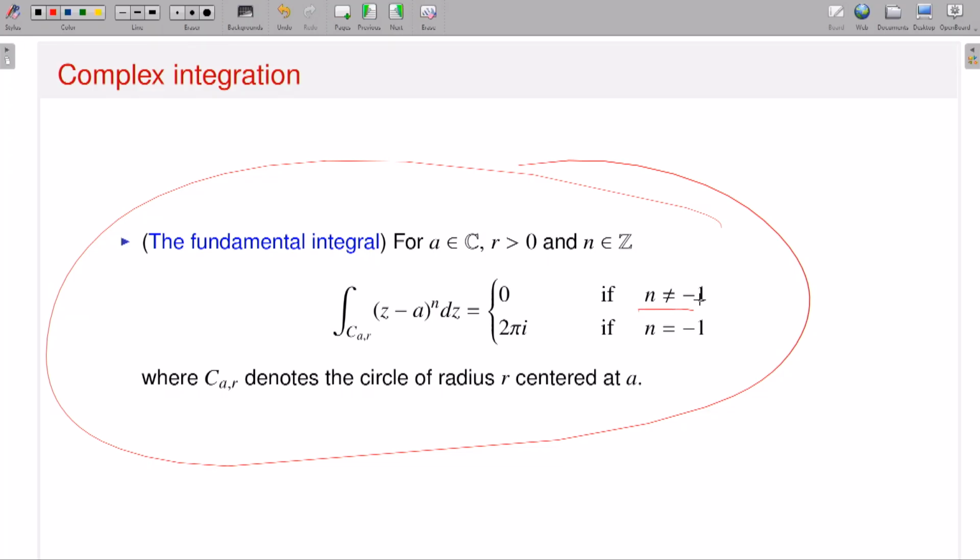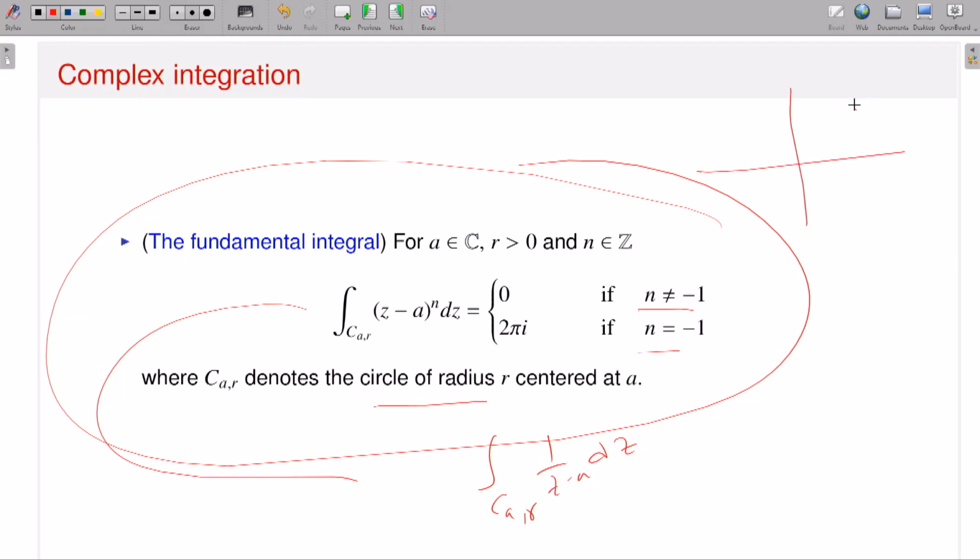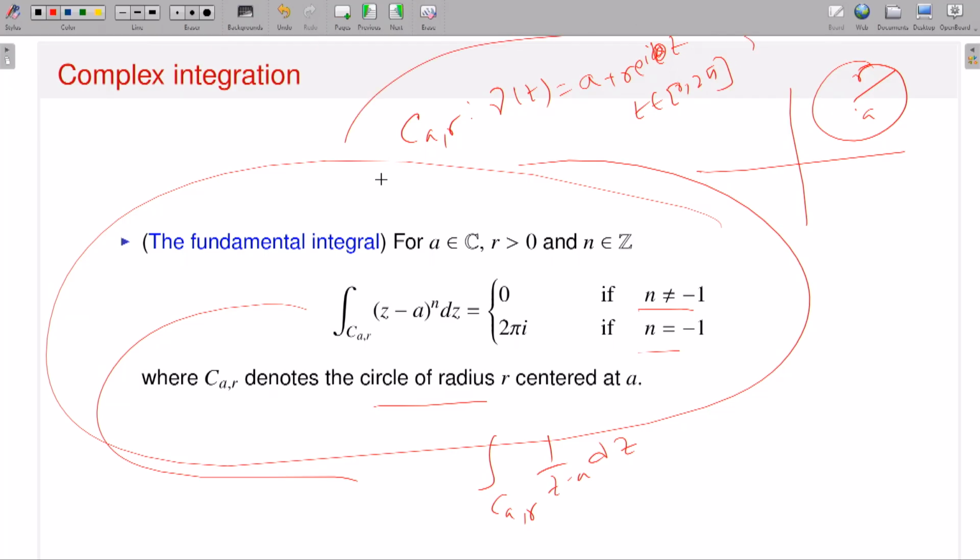For example, if I take n is equal to minus 1, then this becomes integration over C_{a,r} of 1 by z minus a dz, right? And C_{a,r}, what is C_{a,r}? C_{a,r} denotes the circle of radius r centered at a. So suppose this is my a and this is the circle of radius r. So what is the parameterization? The only thing you need to check is the parameterization. C_{a,r} will have a parameterization, let it be gamma t, and it looks like a plus r e to the i t, where t runs from 0 to 2 pi.